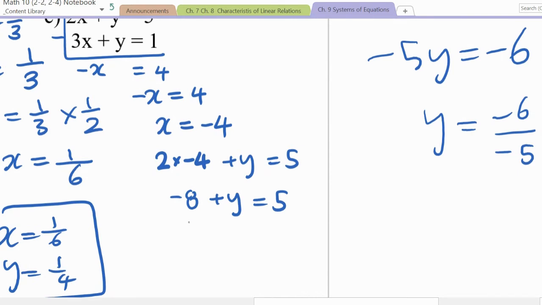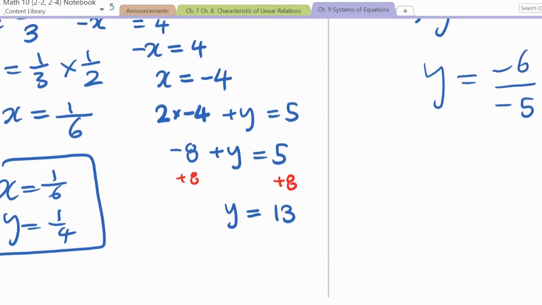Then everyone, let's add 8 on both sides. Then y will be 5 plus 8, which is 13. So we know x is negative 4, and y is 13. All right? So let's write down the answer.